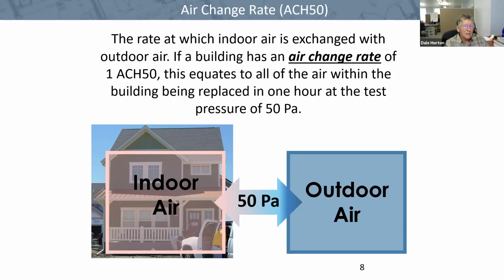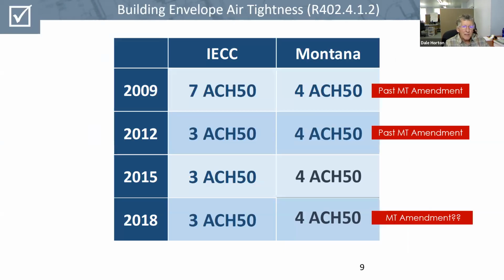So the current code of Montana says buildings have to be at least 4 ACH 50 in terms of tightness, meaning that the total volume of air in a building cannot exchange more than 4 times in an hour. So that's ACH 50. The history of building tightness in Montana: in 2009, Montana made buildings tighter than the IECC called for. Since then, Montana has maintained its requirement of 4 ACH 50, while the IECC has required 3 ACH 50.